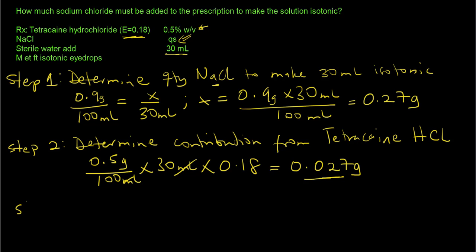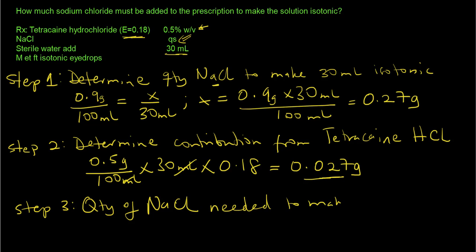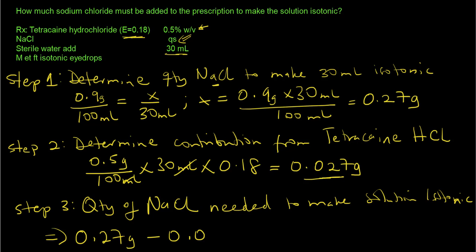Okay, so that brings us to the very last step, which is step 3, and that will be to figure out the quantity of sodium chloride that is actually needed to make the solution isotonic. And that's basically going to be a simple subtraction. So we're going to subtract the results from step 2 from step 1. Here we have 0.27 grams from step 1, and we're going to subtract the 0.027 grams from step 2. And that's going to give us, based on the calculator, 0.243 grams. So that's how much more NaCl we need to add to this preparation to make it isotonic.